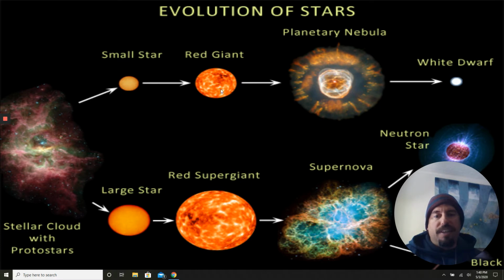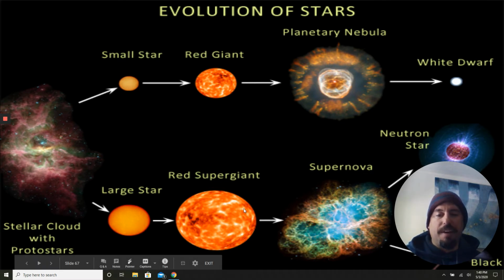So eventually it's going to run out of helium and other elements. And when that happens, it just kind of drifts off. And when it drifts off, it forms a planetary nebula up here. And what's left is a white dwarf. And a white dwarf is the core of the star that's left over. It is going to be very, very, very hot, very dense, and it's eventually going to cool off. But it's going to take millions of years to cool off because it was so hot.